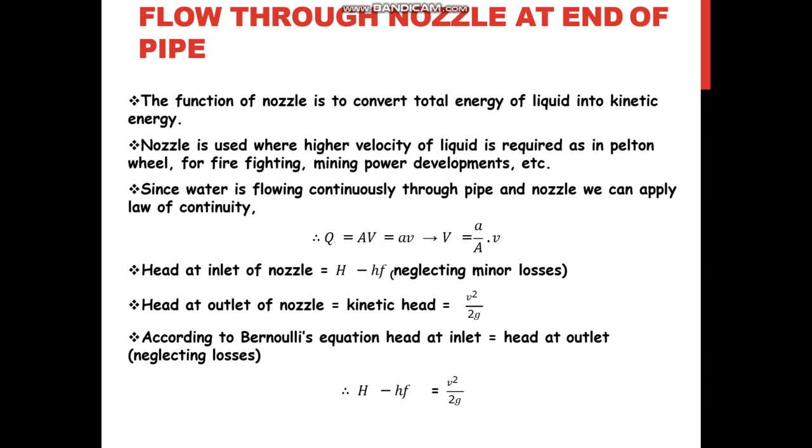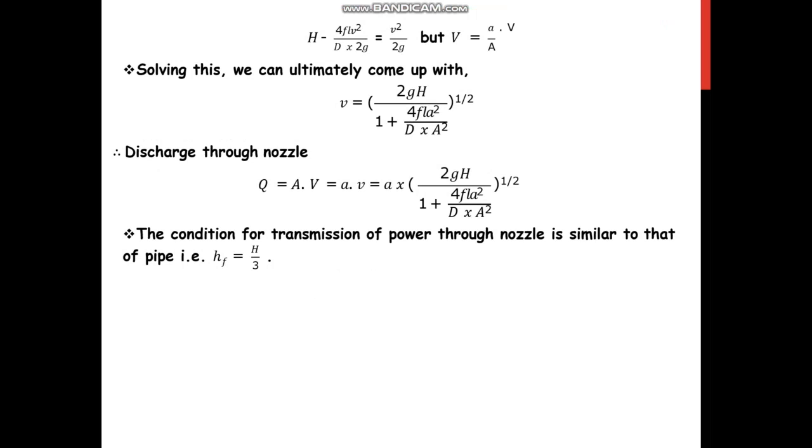The head at the inlet of the nozzle is H minus hf. Here we are neglecting the minor losses. The head at the outlet of the nozzle is kinetic head only, that is v²/2g. Hence, according to Bernoulli's equation, head at inlet is equal to head at exit. That is, H minus hf = v²/2g.